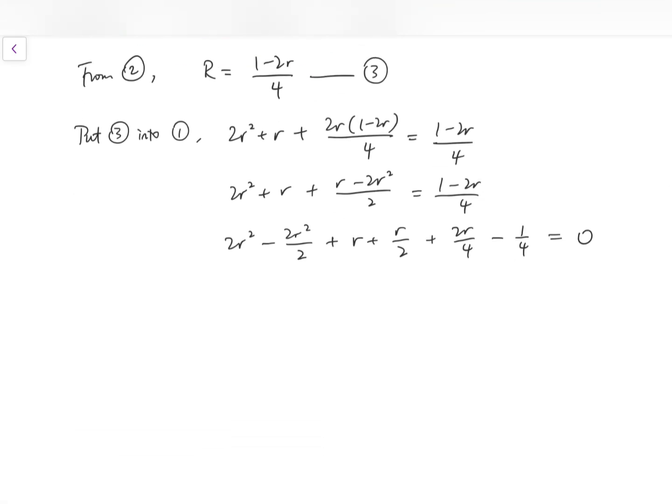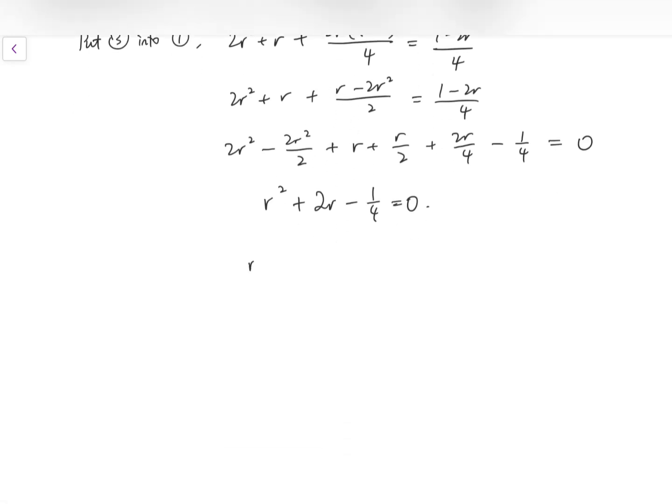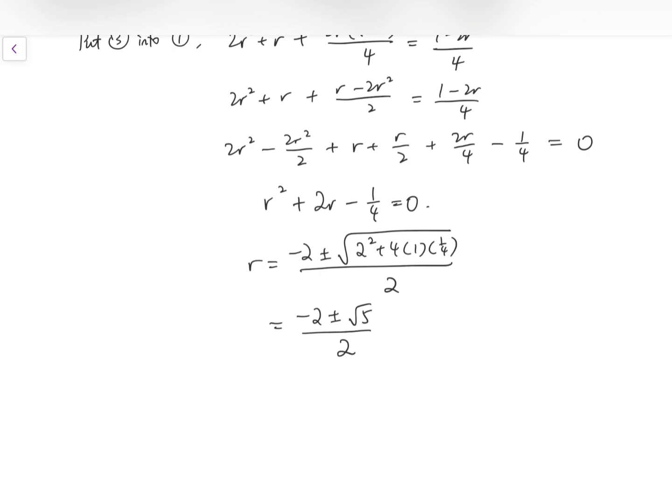So for r squared, we have 2 minus 1, so the coefficient is 1. As for the r term, the coefficient is 2. So r squared plus 2r minus a quarter equals 0. So it's a quadratic, and we can try to solve it with the quadratic formula. Minus 2 plus or minus the square root of 2 squared plus 4 times 1 times a quarter, all over 2. So it's minus 2 plus or minus root 5 over 2. Of course, we can reject the minus case because a radius is supposed to be positive. So that means r is equal to minus 2 plus root 5 over 2.